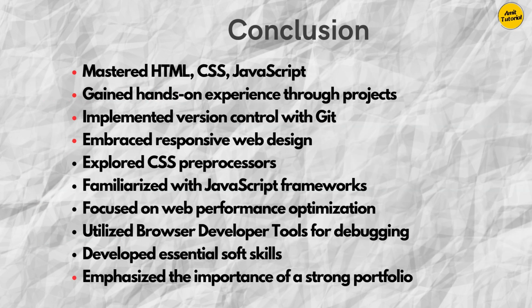We have covered a vast landscape in our journey to become a front-end developer. Let's take a moment to recap the key steps and insights we have explored. We began by understanding the fundamentals of front-end development, delving into HTML, CSS, and JavaScript. Building projects allowed us to apply our knowledge hands-on, reinforcing our skills. Git became our version control, ensuring efficient collaboration and project management. Responsive web design ensured our creations looked great on all devices. CSS preprocessors added efficiency to our styling process.